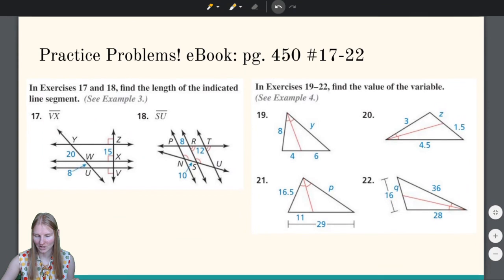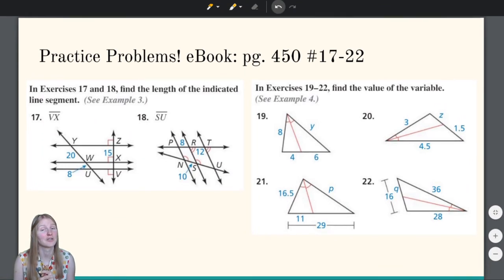Here are some practice problems you can do to practice the skills that you have learned in this video. So we have some like example 4 and some like example 3.